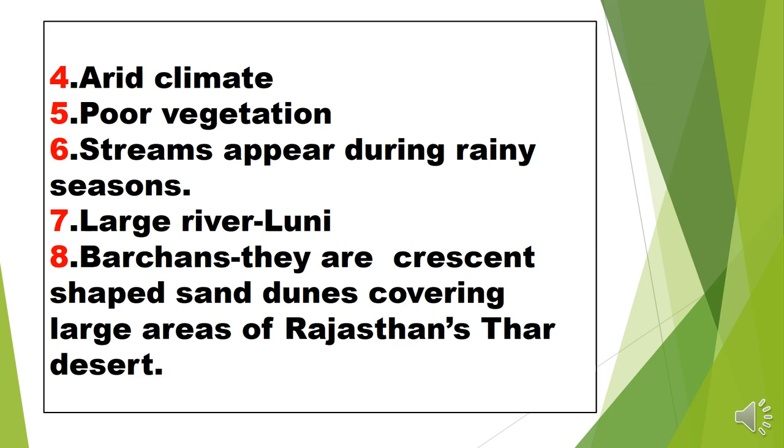And the only large river in the desert area is the Luni river. After that, barchans are also found in the Indian desert. Barchans look like a crescent shape. Crescent shape means just like a half moon.